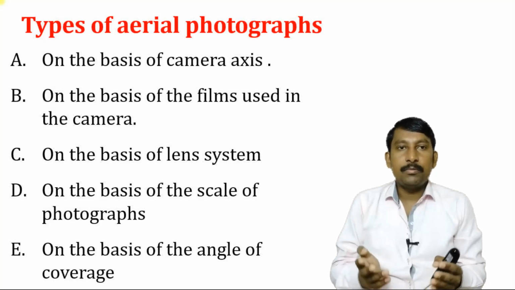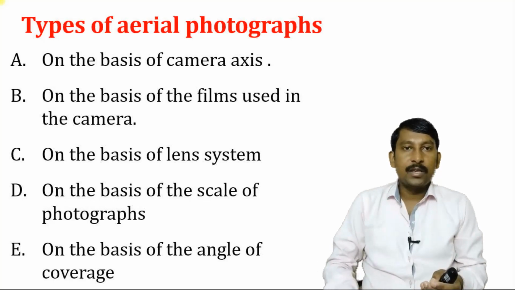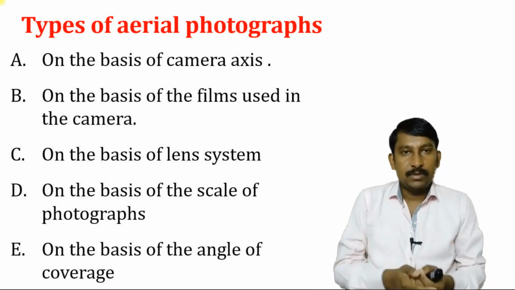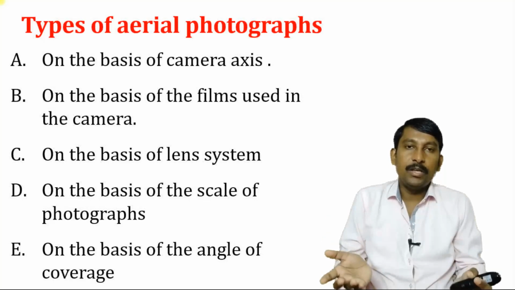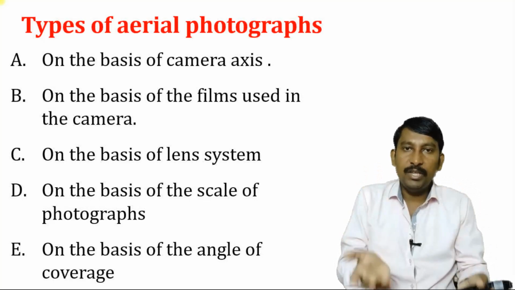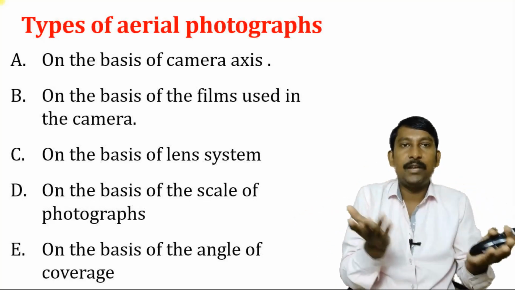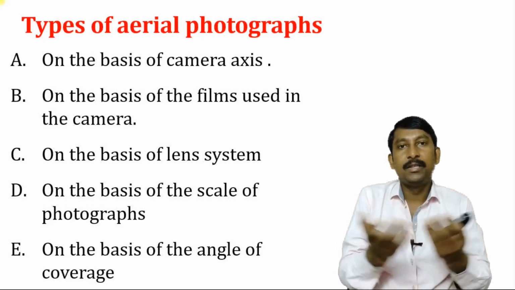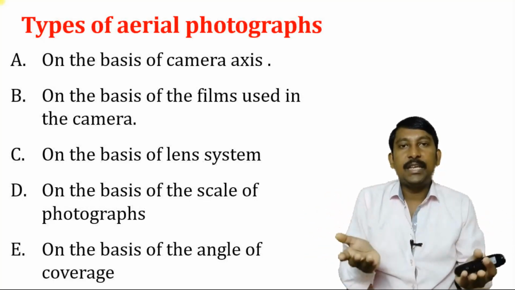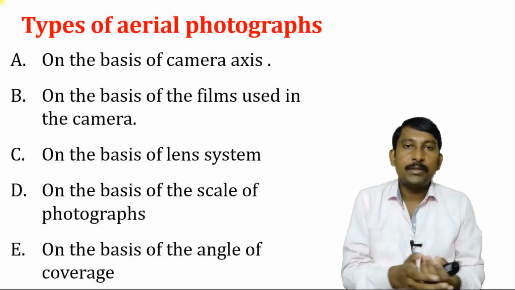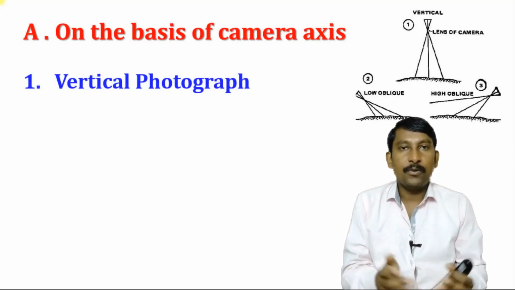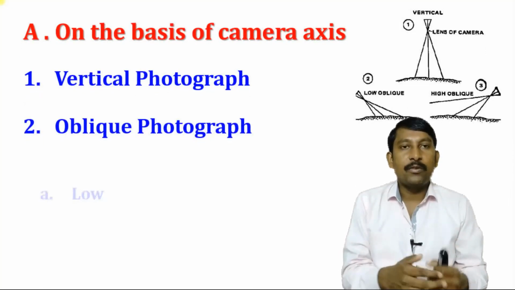In simple terms, aerial photographs are divided on the basis of the requirement of the surveyor, the person who takes the aerial photographs: which methods, which techniques or which types of scale, which types of lens, which types of camera, which types of film are used in aerial photographs. These are the basic things for the division of aerial photographs. First is the classification based on the camera axis.